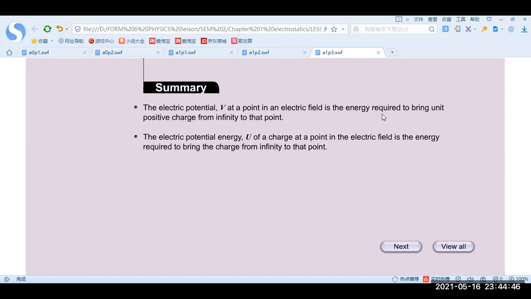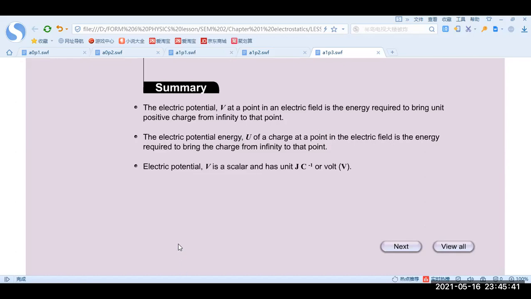That means electric potential is the energy required per 1 coulomb of charge. But the electric potential energy is the energy required for the sum of the charge. If there is 1 coulomb, the electric potential energy will be equal to the electric potential. If there are 2 coulombs, the energy will be higher than the electric potential. It depends, because the energy is the total energy for the sum of the charge, but the electric potential is the energy per 1 coulomb of charge.